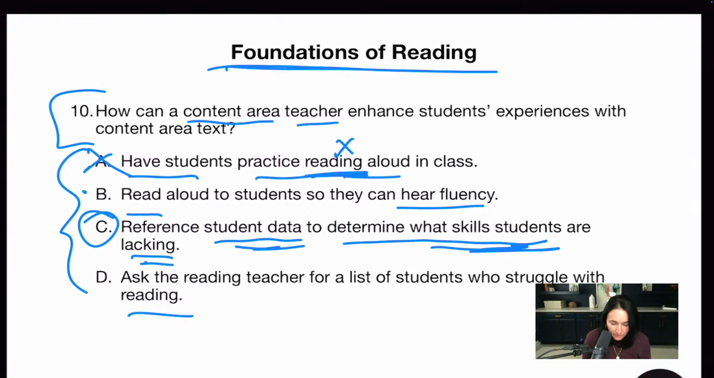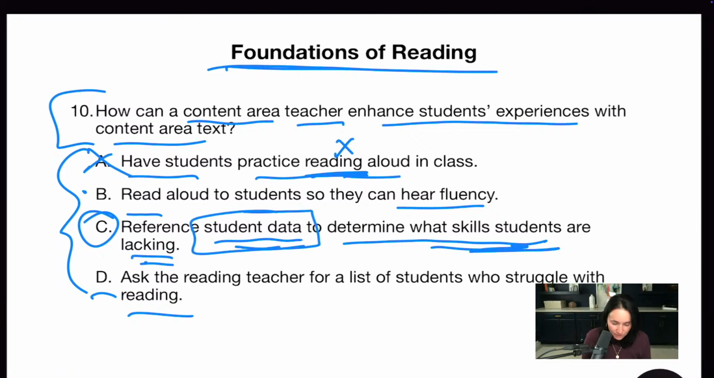How can a content area teacher enhance students' experiences with content area text? All right, so a content area teacher is typically a social studies teacher or a science teacher. And we want to help those teachers. Some of you might be content area teachers trying to get certified in reading so you can help your students. D, I like it because I was a reading teacher in high school. If the high school social studies teacher came to me and said, hey, can I get a list of all your kids who are struggling so I can help them? I would be like, yes, you may. Here, thank you for your support, and that would be amazing, but that's not the correct answer here.